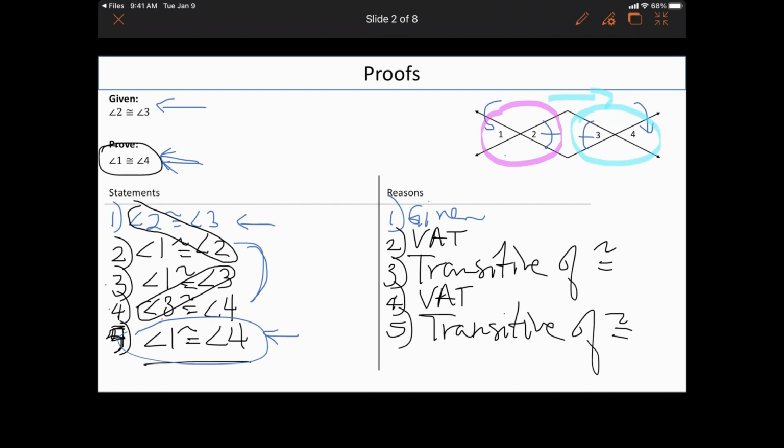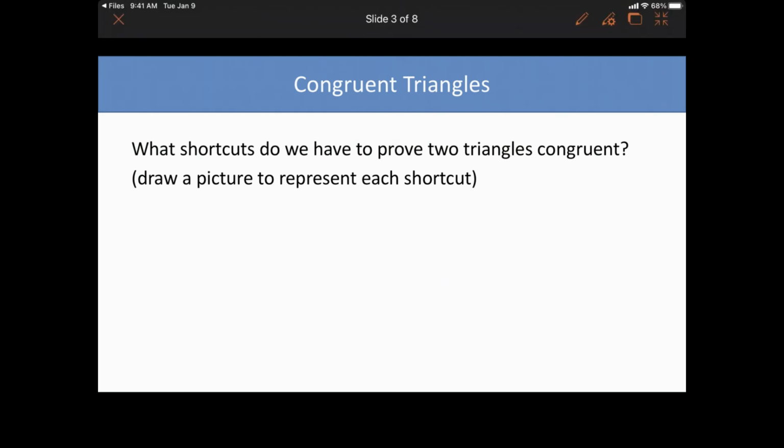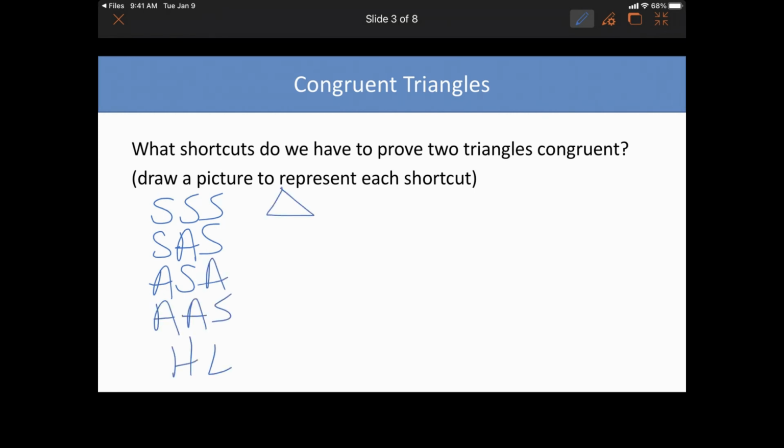Okay. So next one, congruent triangle. So take a moment and write down all the shortcuts that you know. There should be 5 of them. And unpause when you're done. All right. Now this one, and this one, and this one, and this one, and this one. So side, side, side.